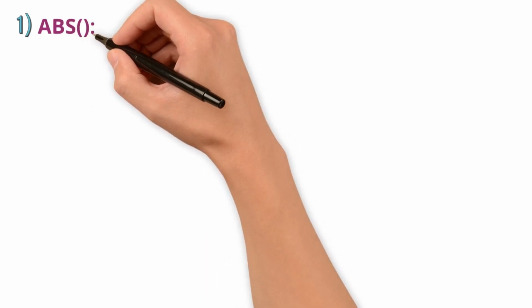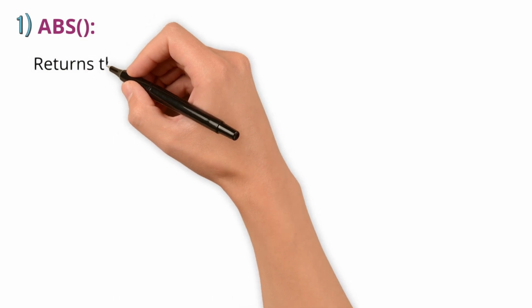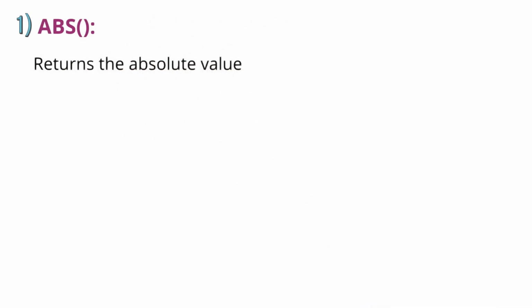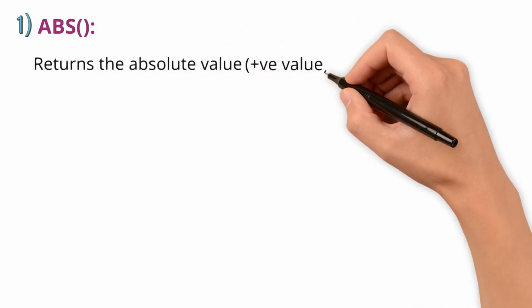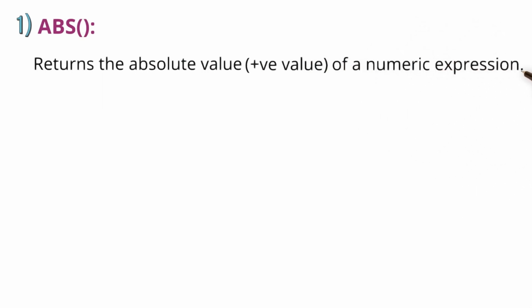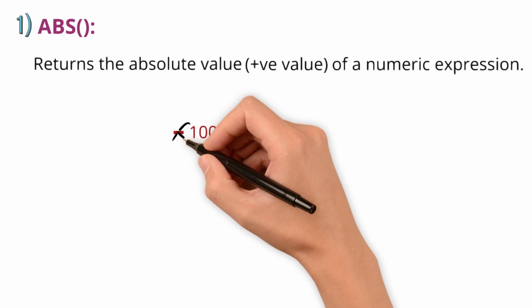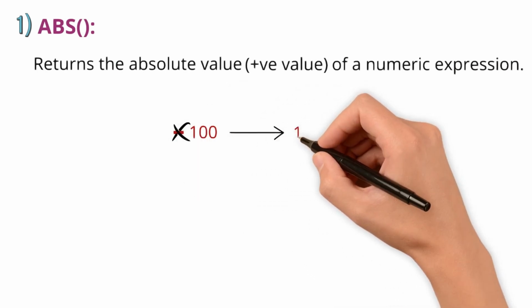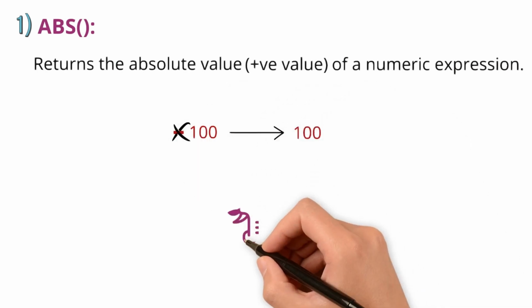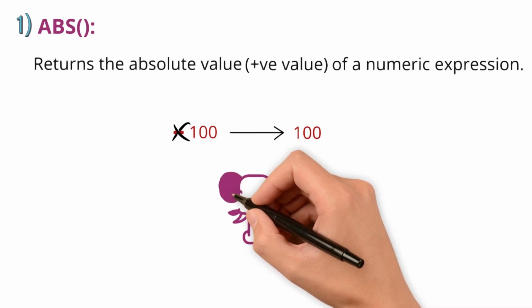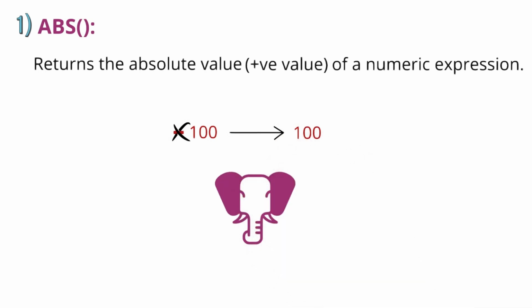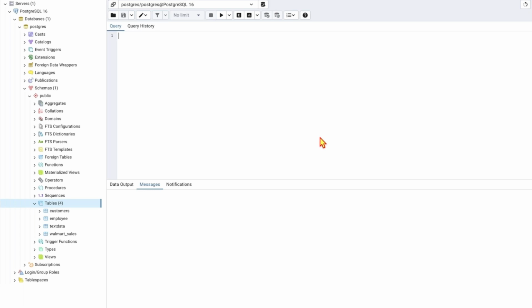First one, absolute function, in short called as ABS. It returns the absolute value, that is, a positive value of a numeric expression. Its purpose is to strip away the sign of a number and return its magnitude. Let's learn with examples on PostgreSQL. Open PostgreSQL.